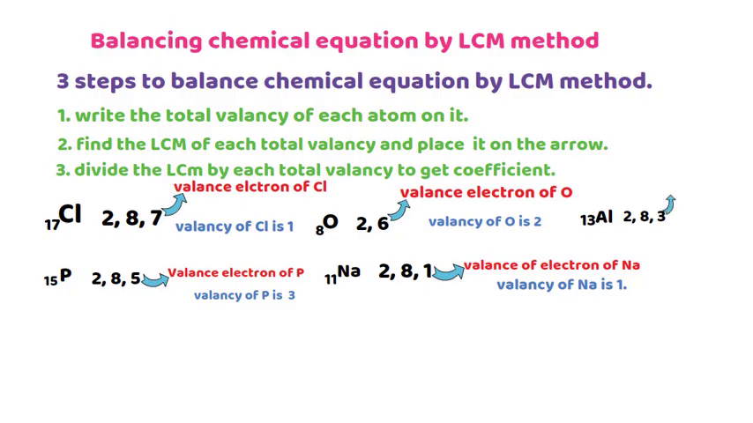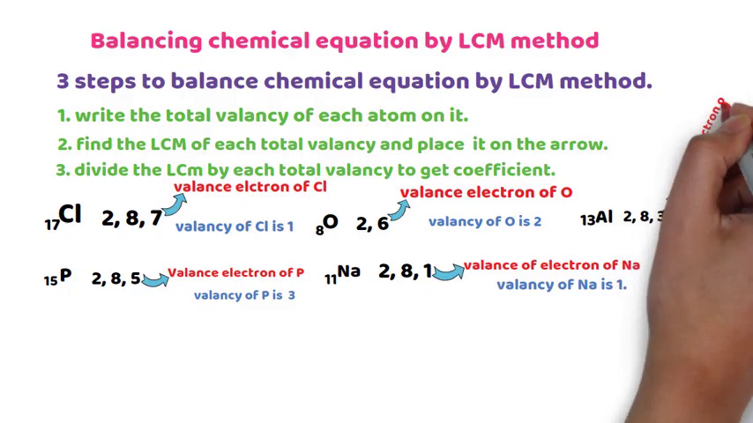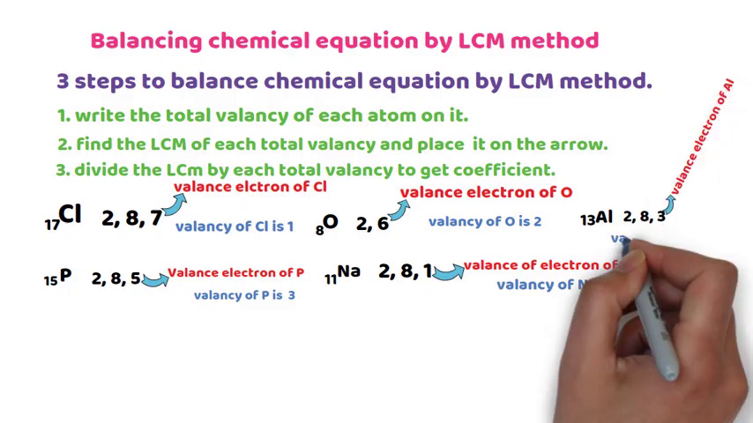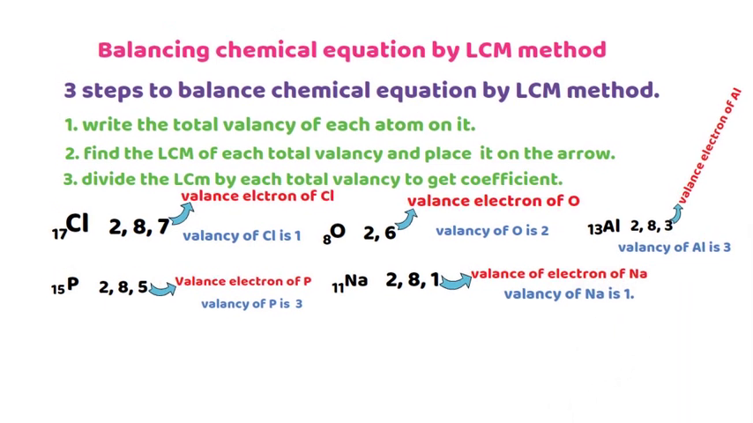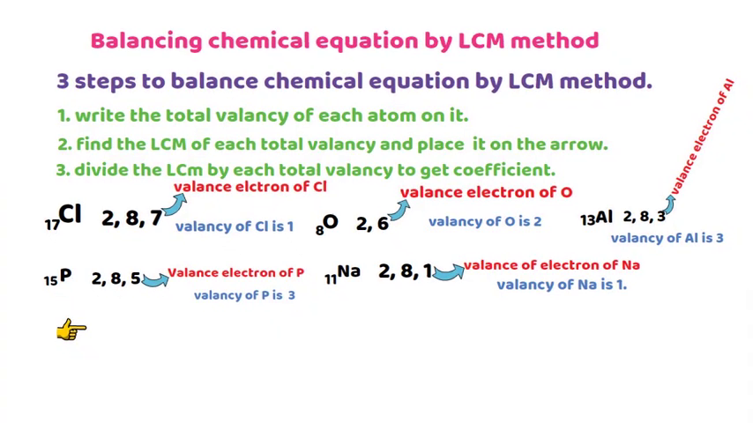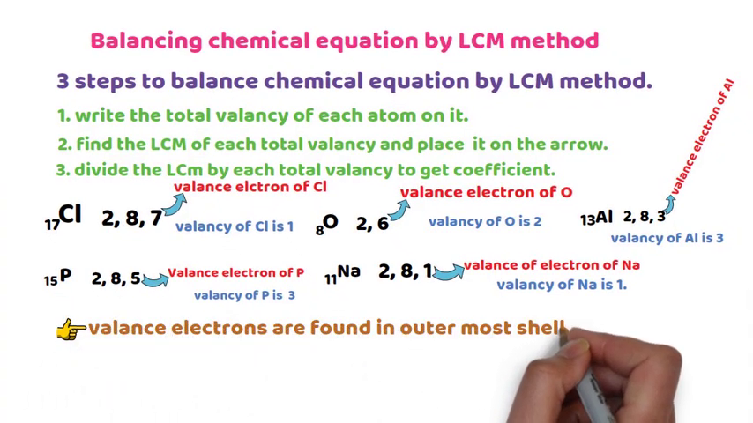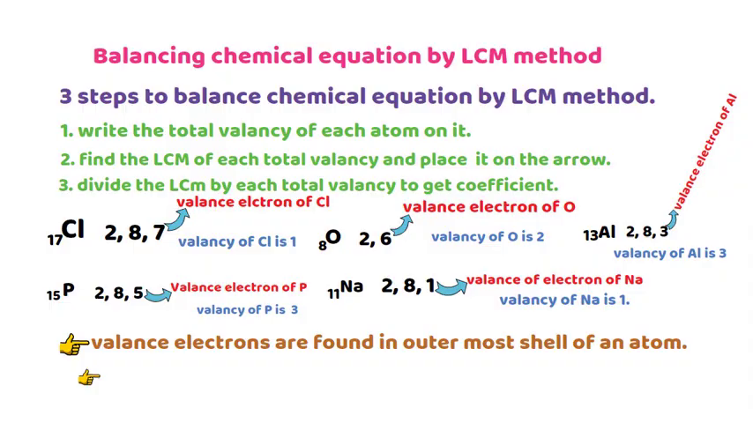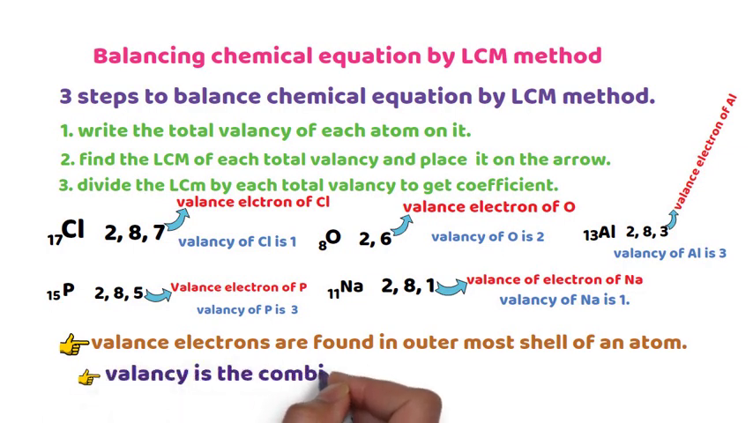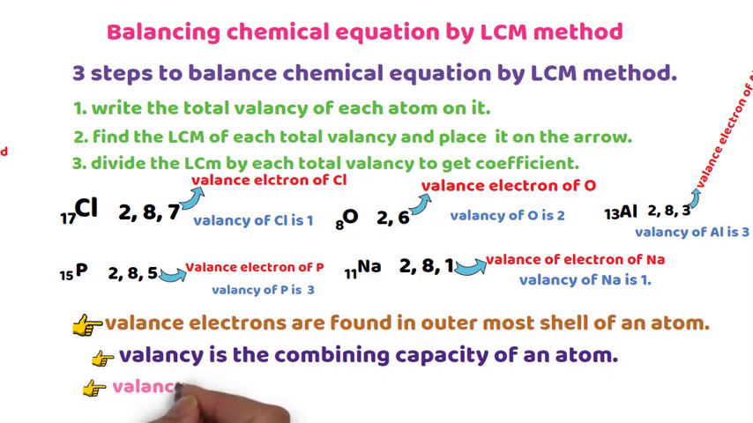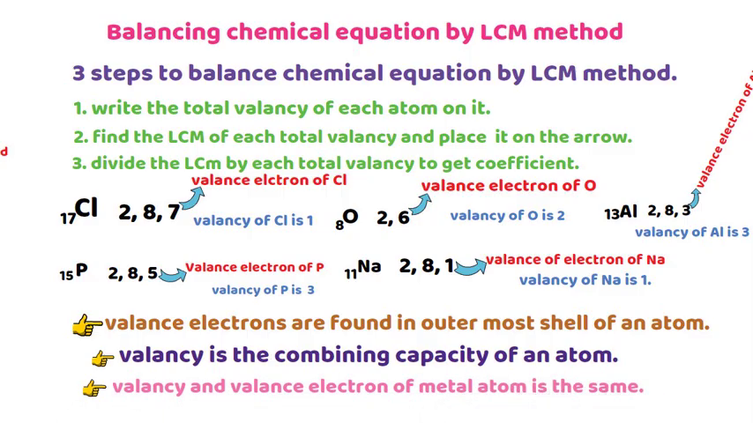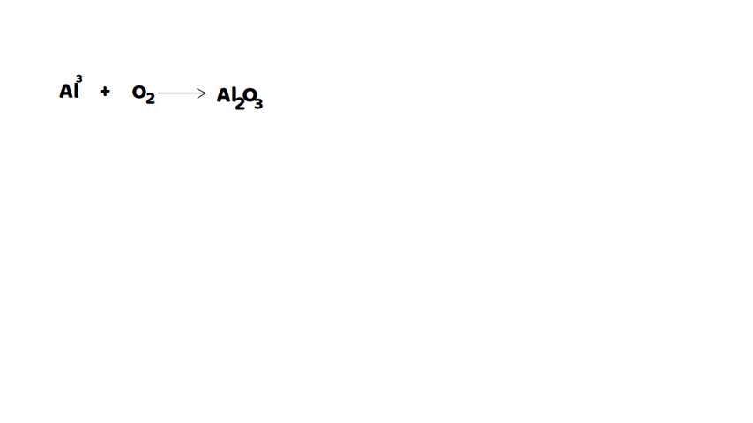Aluminum, its atomic number is 13, and its electron configuration is 2, 8, 3. The valence electron of aluminum is 3. The balance of aluminum is again 3. Valence electrons are found in the outermost shell of an atom. Valence is the combining capacity of an atom. The valence and the valence electron of a metal atom are the same.